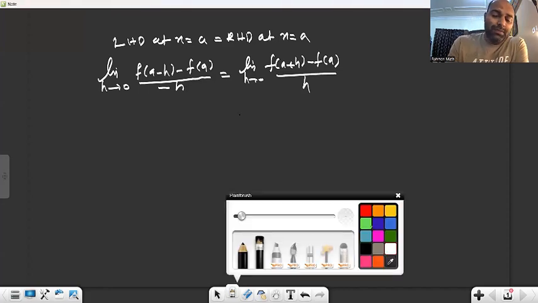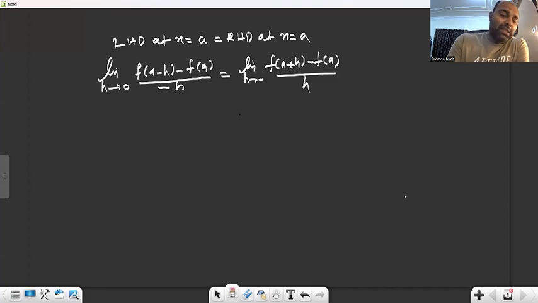Actually, last year in 11th standard you did this part: f of a plus h minus f of a by h. You didn't use the term RHD then. That is RHD, and this is LHD, where a minus h and minus h are there. If both coincide, we call the function differentiable at x equal to a.